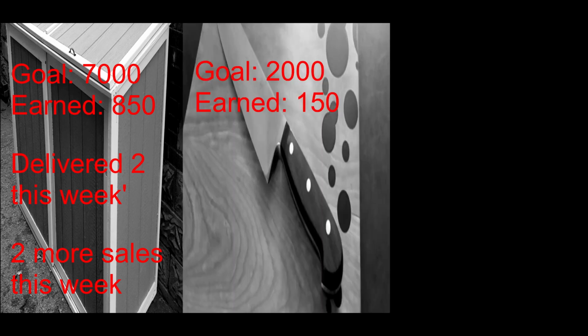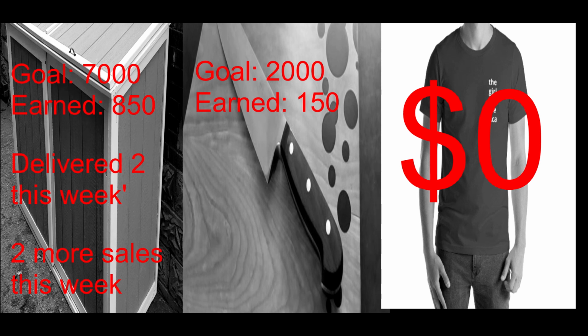So let's look at the scorecard for this week. The goal for sheds is $7,000. We've earned $850 because we delivered 2 more sheds this week. And we also made 2 more sales this week. For cutting boards, we're still at $2,000 and having earned $150 profit. And for t-shirts, we're still sitting on 0, but that's because I haven't done anything with it yet.